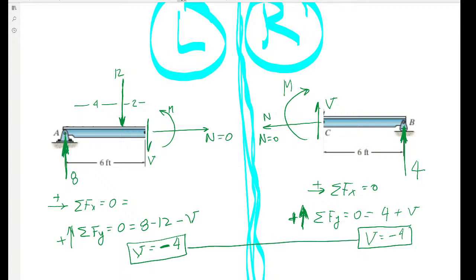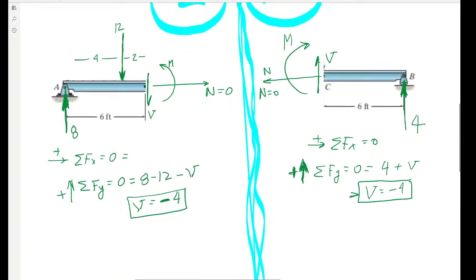Now, here's what's so interesting. Opposite sides, same value here. That's because if the V shear is going in this direction on that face, it has to be going in that direction on that face for equilibrium. Okay, let's move on now.